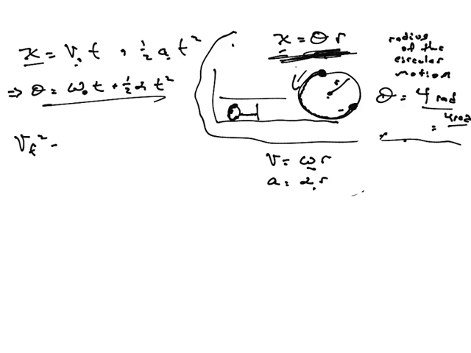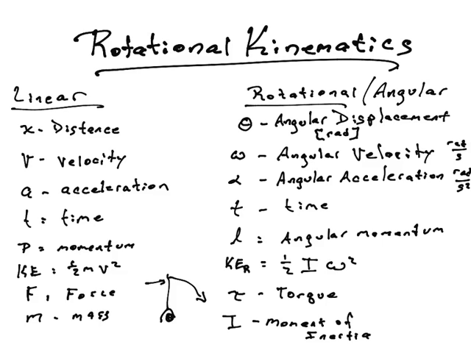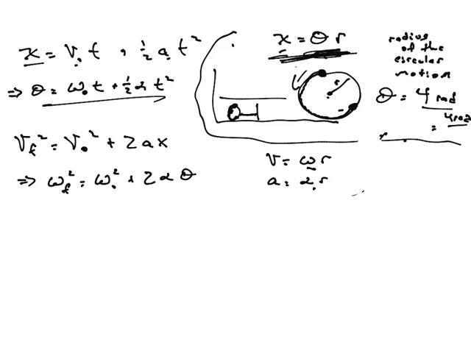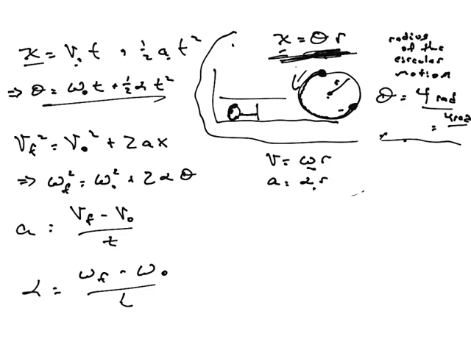Here's another one. Vf squared is v naught squared plus 2ax. What's the rotational version? Well, think about it. What do you think it's going to be? I think Vf is going to become omega f squared. V naught squared is omega naught squared plus 2 times a is going to become alpha. X is going to become theta. Again, for every linear variable, it goes to the rotational one. Just like that. Acceleration is final minus initial over time. Well, alpha is omega f minus omega naught over time. Very easy.